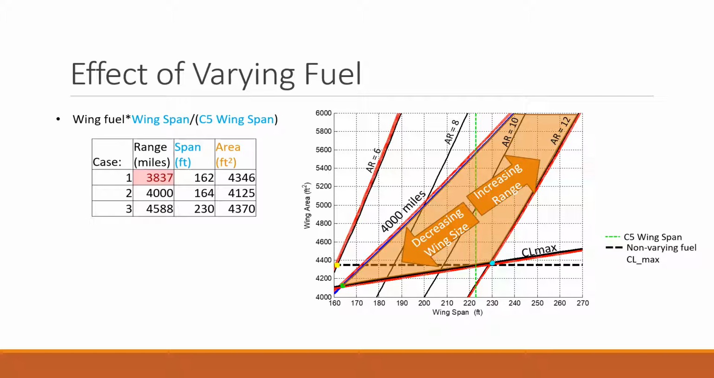Now that we've determined that 15 degrees wing sweep is the optimum, we can go forward with that, and now we can try and vary fuel and see what the effect is. What we find is that the 4,000 mile and the lift constraints have changed because they were functions of weight. What was the optimum previously is no longer even in the design space.